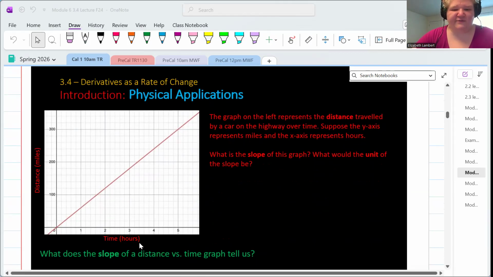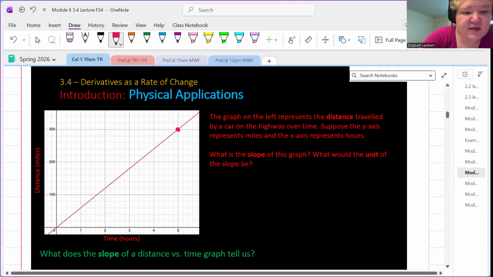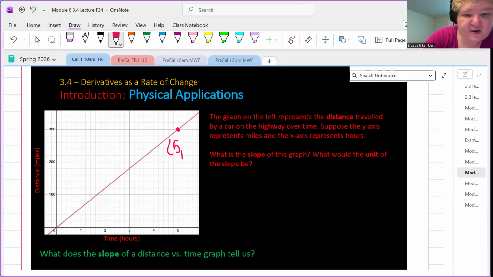So here we have a graph. This is time in hours versus distance traveled. So the distance is miles, the time is in hours. So what is the slope of this graph? So we can literally calculate this. And if I look for what I call a nice point, I see over here 5 correlates with 300 miles. So this is the ordered pair 5, 300. And then of course I can see at time 0, we start at 0 miles. That's a very normal starting condition, especially in physics classes.